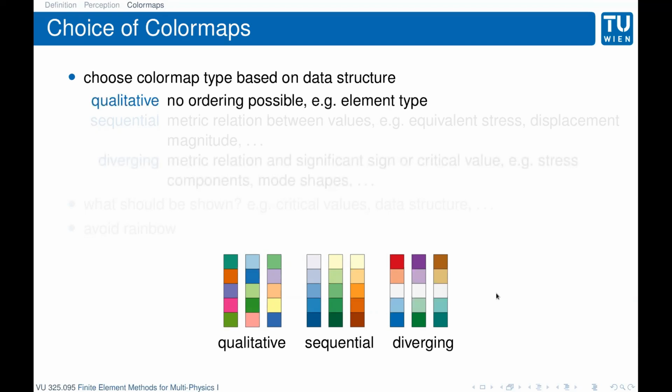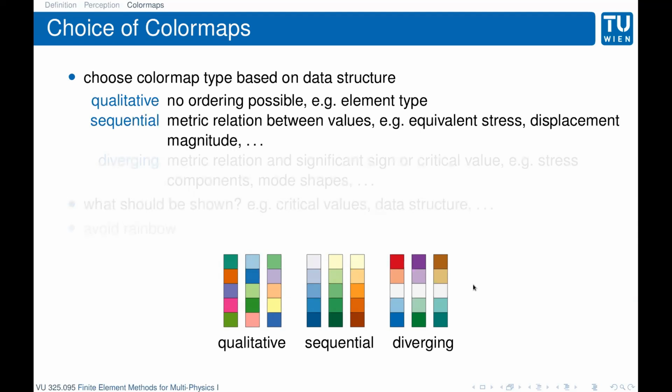So when do we use a qualitative color map? This is a typical choice where there's no order in the data possible. For example, element type. It doesn't really make sense to order them numerically by the number of nodes, since there are different classes of elements. Then we have sequential color maps for data where we have a metric relation between the values, for example, equivalent stresses or displacement magnitude. So there it is clear we have a metric in the data.